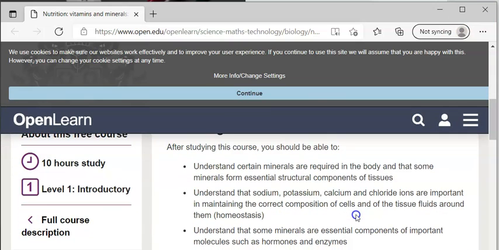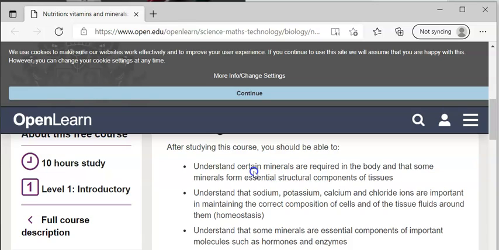And so when I look at the objectives, you'll see understand certain minerals are required, understand that sodium, potassium, calcium, chloride, ions, and so forth. Understand. Understand is not a measurable learning objective. You can't measure understand.